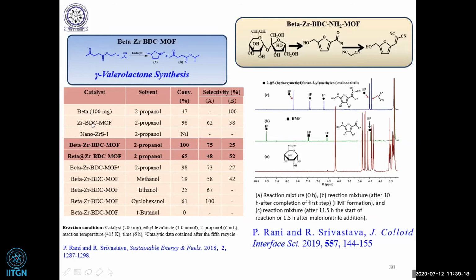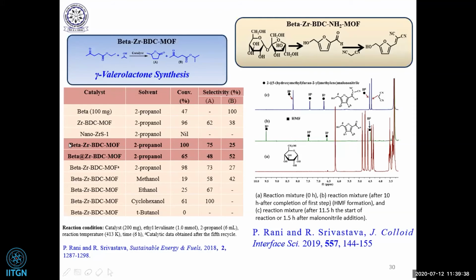But zirconium with the BDC framework is important because Zr bonds with oxygen that provides the suitable basicity, which is important for this cyclization. Okay, this intermediate and then cyclization. So you see that when we added beta to Zr-BDC, we got better activity and the selectivity was improved.